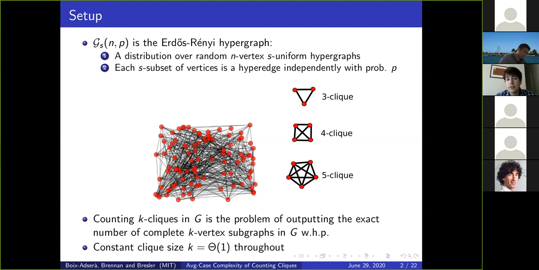So think about, for example, the case of graphs, where the rank of the hypergraph is 2. Then each possible edge is in this graph with probability P. And you might want to count the number of triangles, so 3-cliques, or you might want to count the number of 4 vertices with all the edges between them, 4-cliques, etc. So this is the basic problem that we're going to consider.